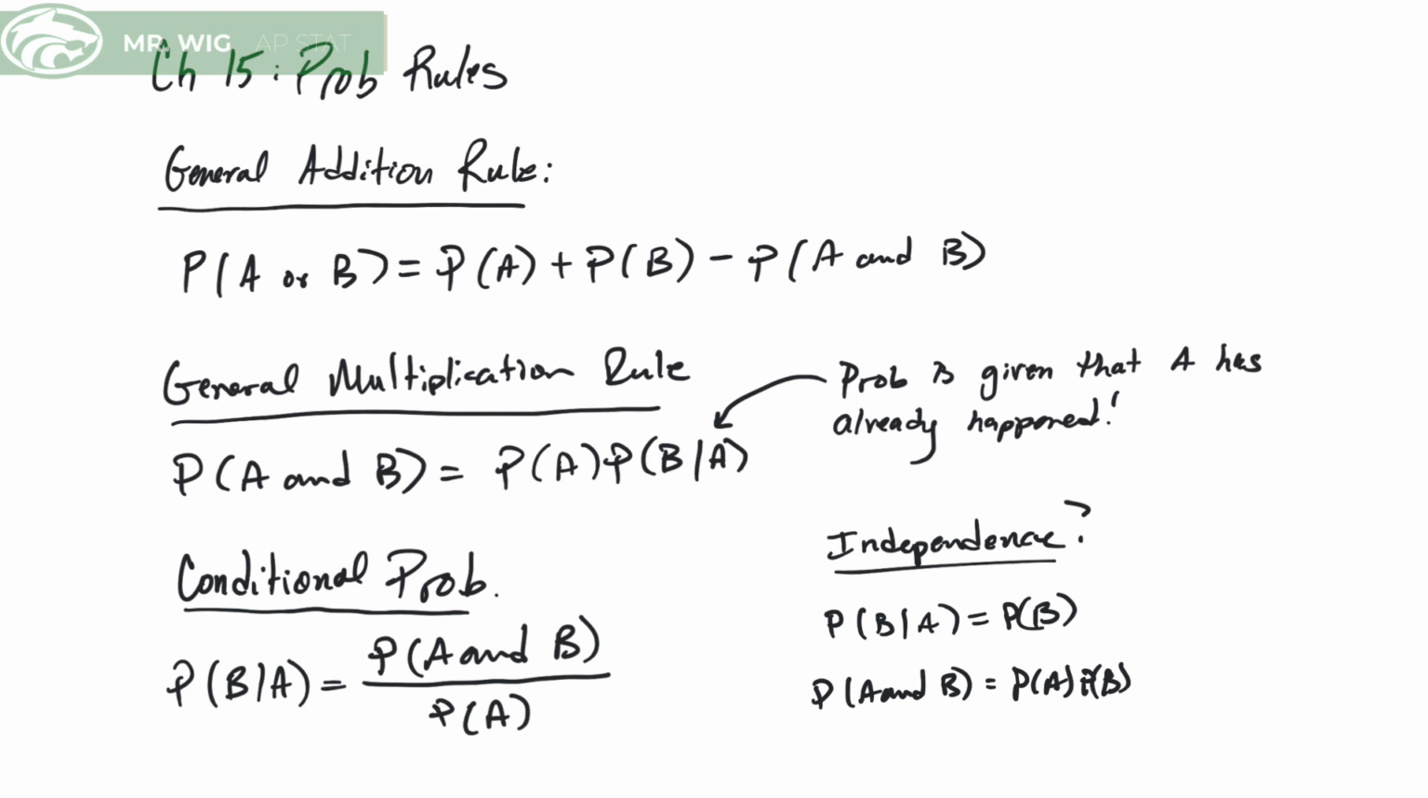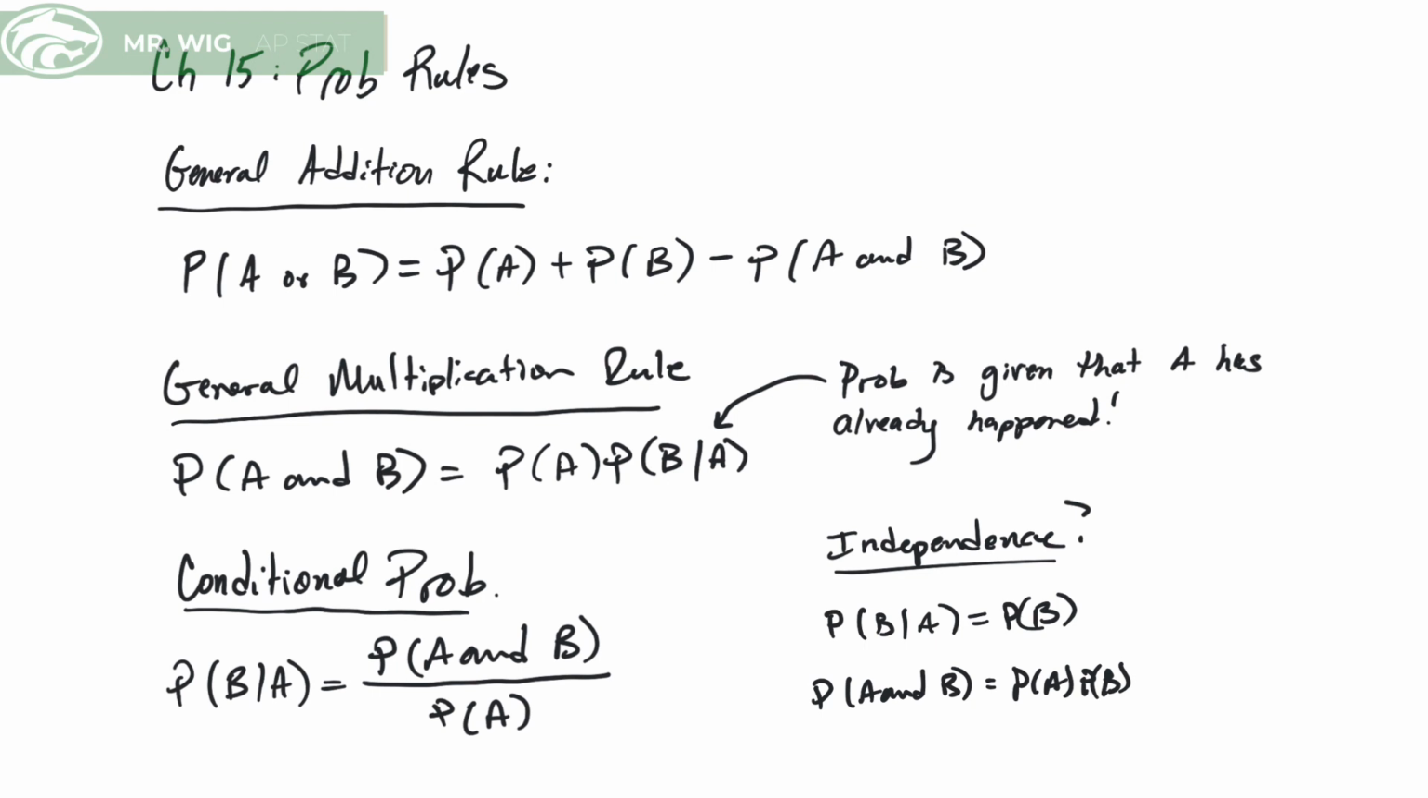Chapter 15, we have three main rules that we're going to talk about. Number one, we have the general addition rule. This says that the probability of A or B is equal to the probability of A plus the probability of B minus the probability of A and B.